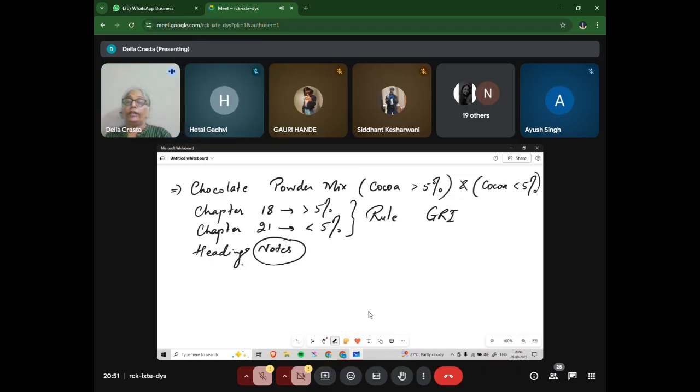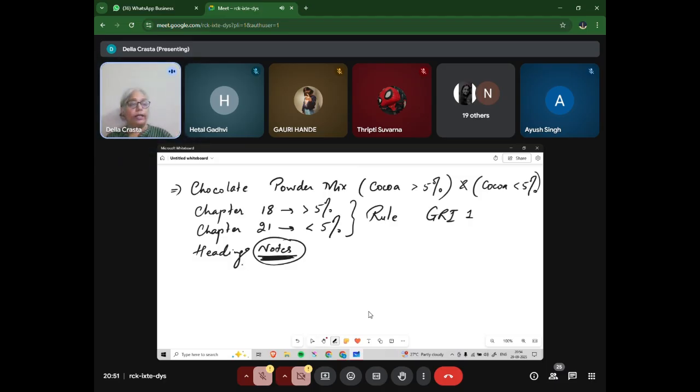2B? GRI 2B. No. Extra. 3C. No. We are referring to this and we are classifying, no? Which rule tells you that classification should be determined by using the section, chapter, heading, notes? The first one. GRI 1. Okay.